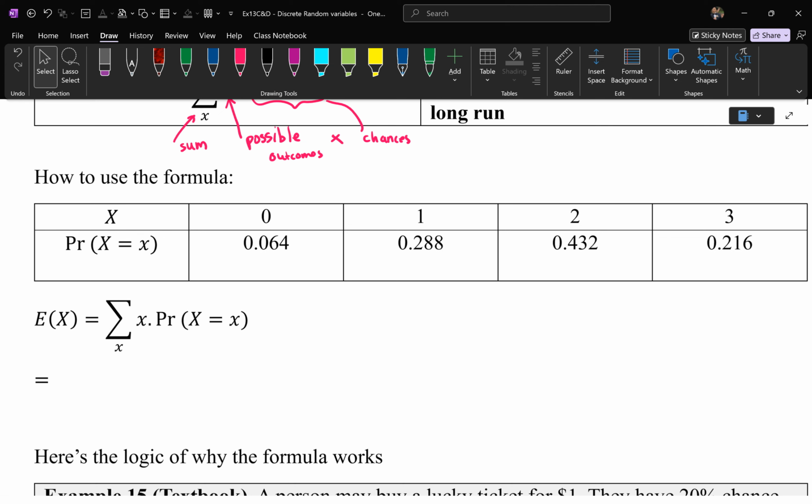Whereas this one, you're actually doing the calculations for it. So C and D is about distribution and then calculation. So here, how do you do the calculation? It's literally x multiplied by the probability.